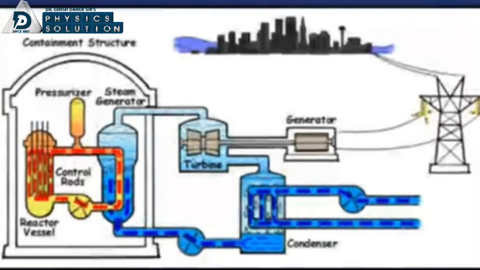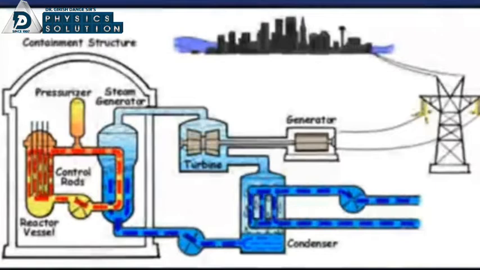In a nuclear power plant, now this is a diagram of a nuclear power plant in which a radioactive element is used to produce heat, which produces steam, and that activates a generator and produces electricity.